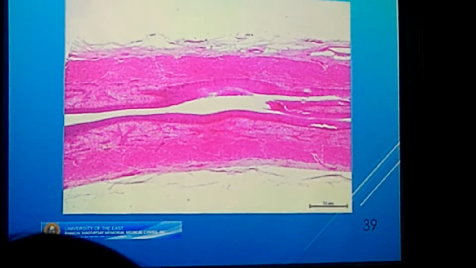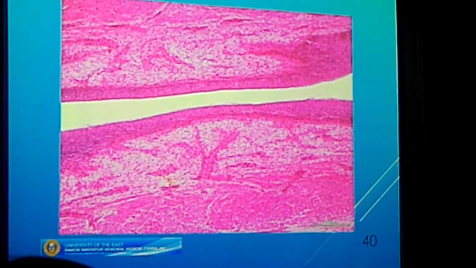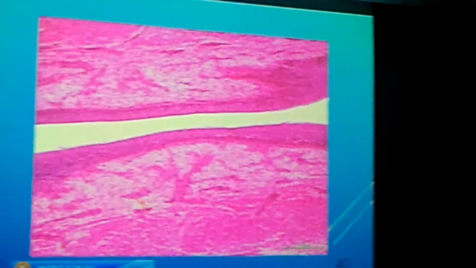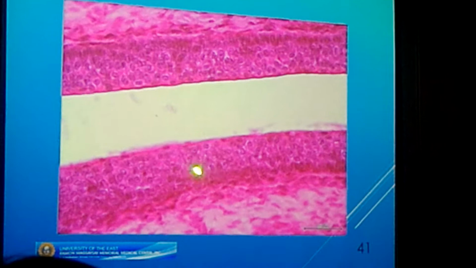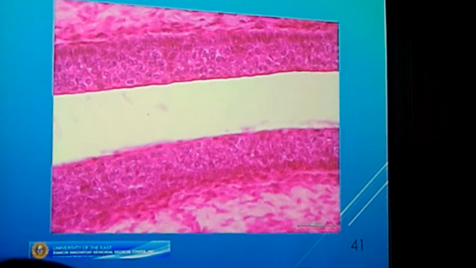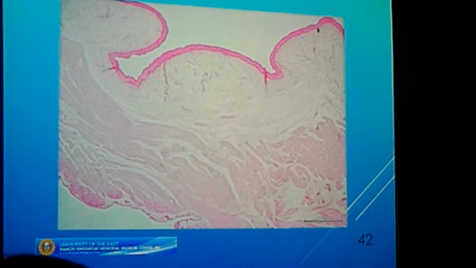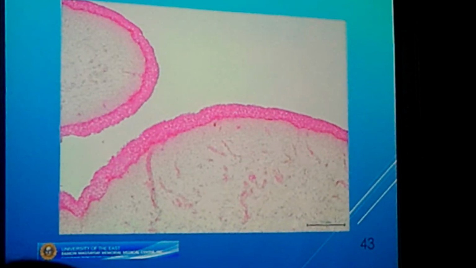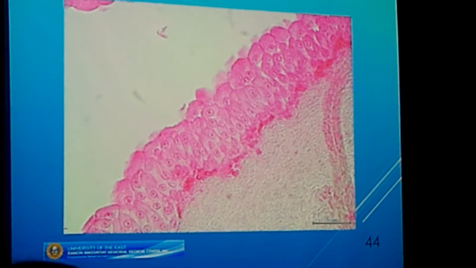This is your ureter, urethra. Transitional. The next one is nicer. This is the urinary bladder. How would you know it's the transitional epithelium?